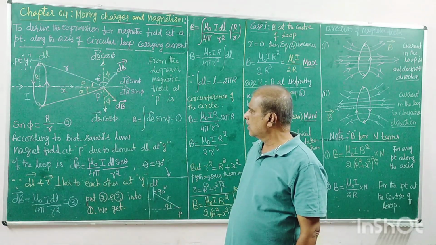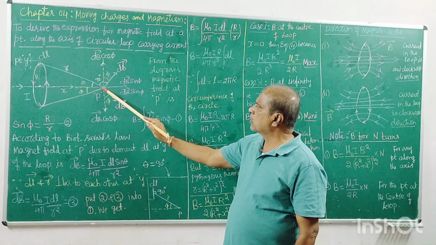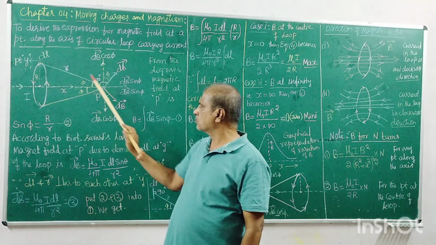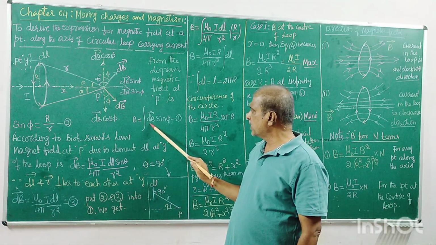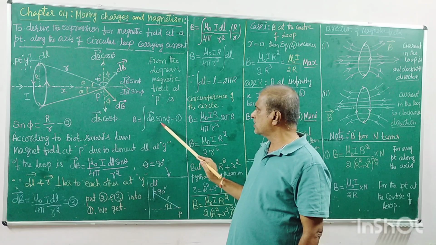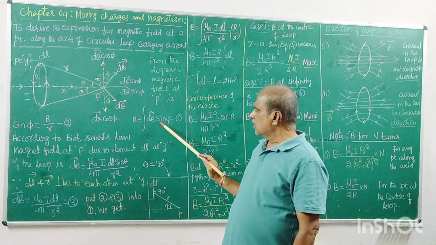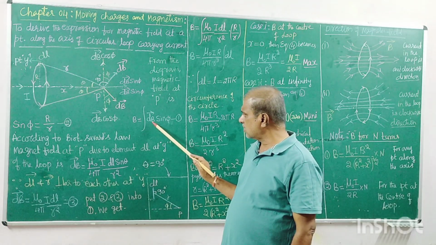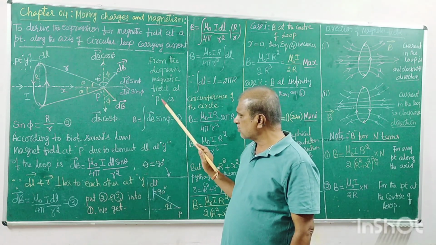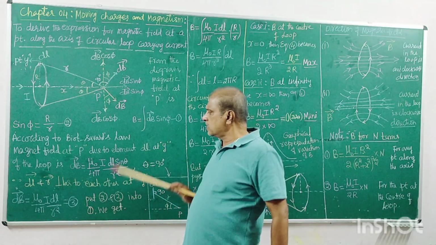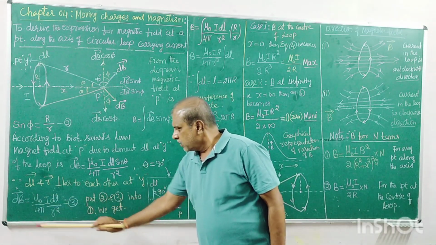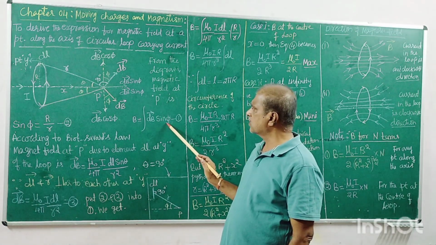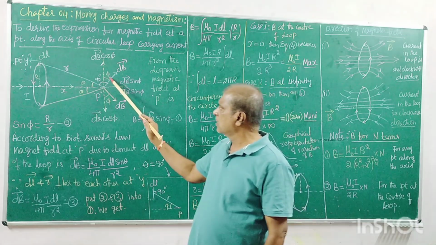What is B? The total magnetic field at this point due to this current loop is given by this integration, that is, integral of dB sin phi. And what is dB? We get this expression using Biot-Savart's law. And what is sin phi? That depends on the direction of current. Phi is here, phi is also here.